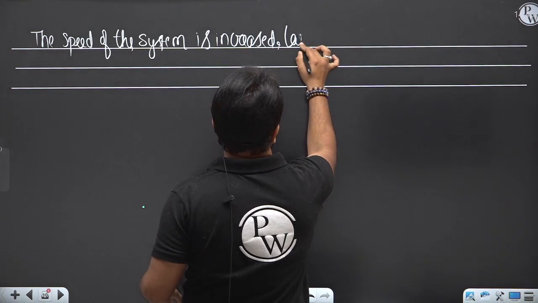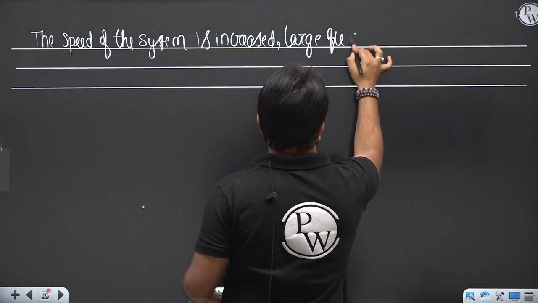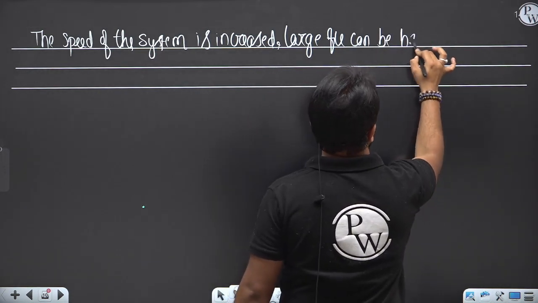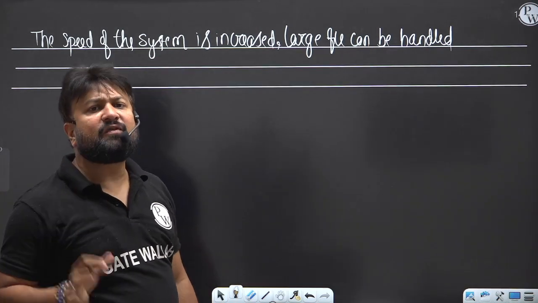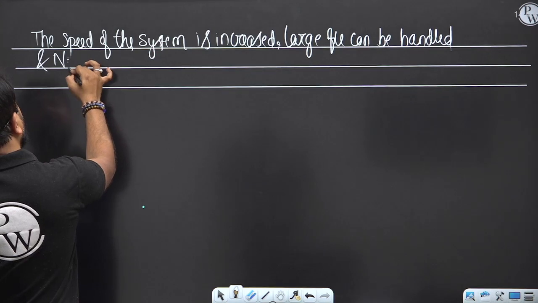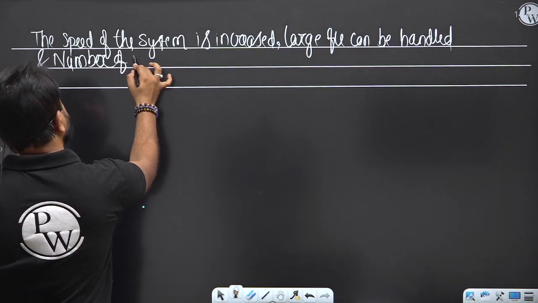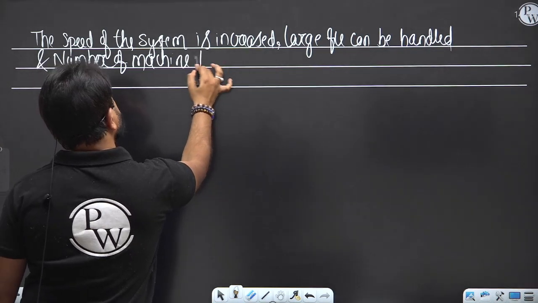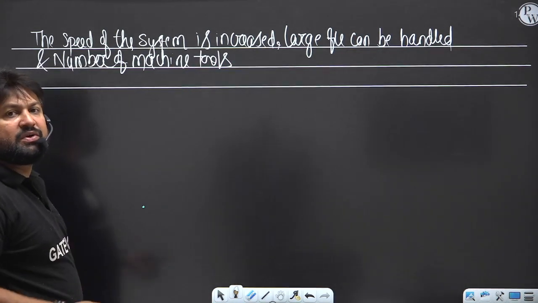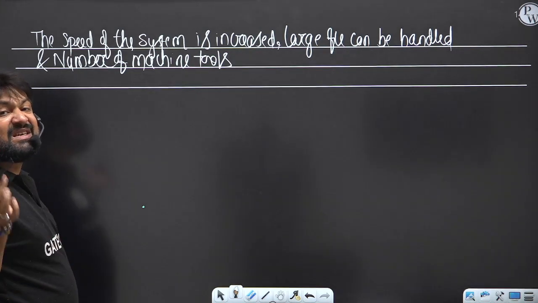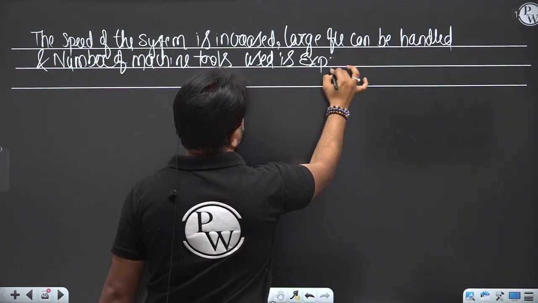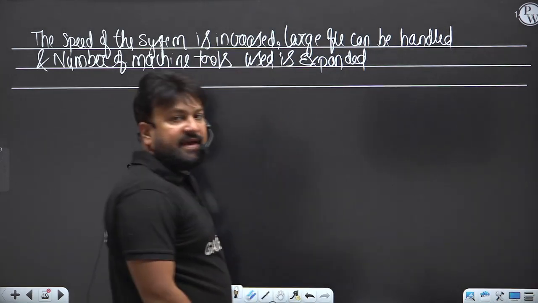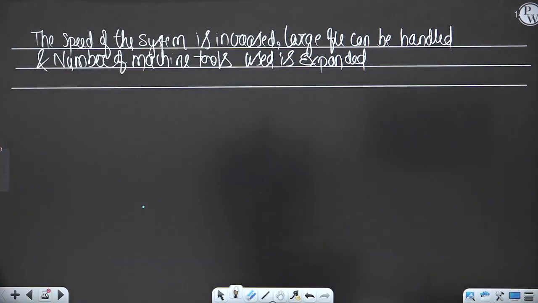Here you can write down that large files can be handled, and the number of machine tools used is expanded. You can attach a number of machine tools. So I hope this point is crystal clear.